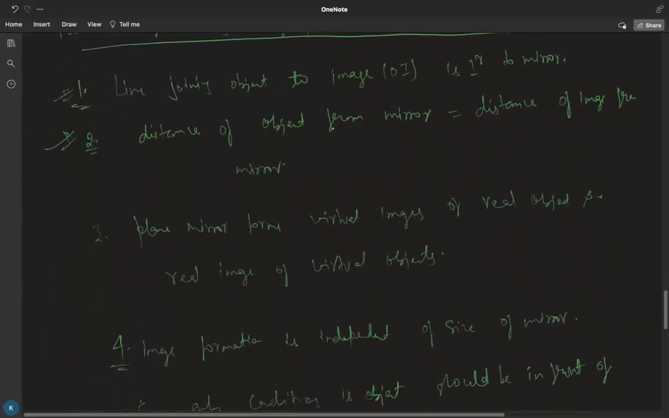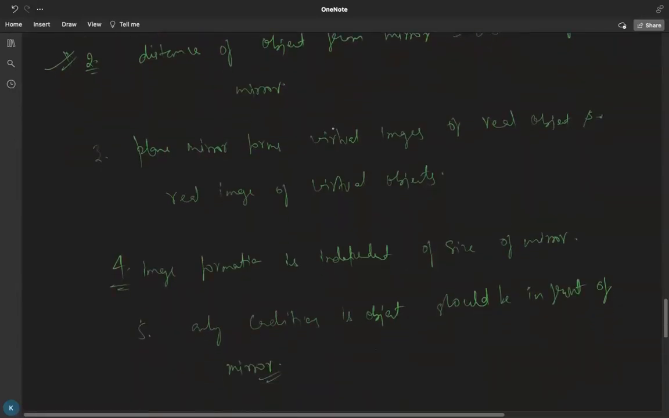The third thing is a plane mirror forms the virtual image of a real object and the real image of a virtual object, right? This is the thing that you have to keep in mind. If the object is real, the plane mirror forms its virtual image. If the object is virtual, the plane mirror forms its real image. The next thing is image formation is independent of the size of the mirror. The only condition required is the object must be in front of the mirror.